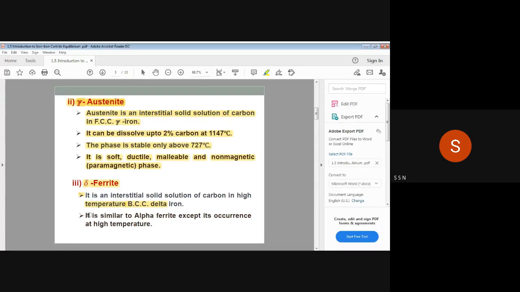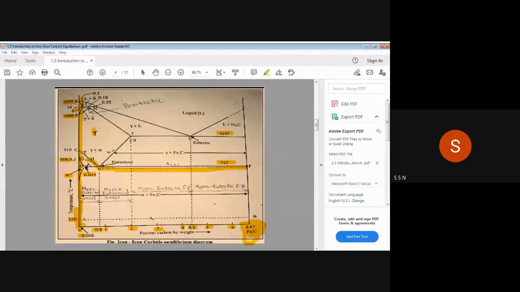Okay. Again, one more difference, that is it is less ferromagnetic. That means it is paramagnetic, isn't it? Similar to alpha ferrite, except its occurrence at a high temperature. It occurs at a high temperature, and also it is non-magnetic. That means it has paramagnetic properties. Okay, so you understood the three phases of iron.